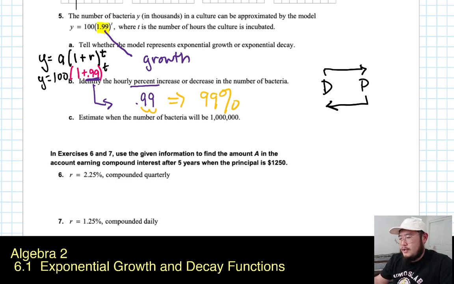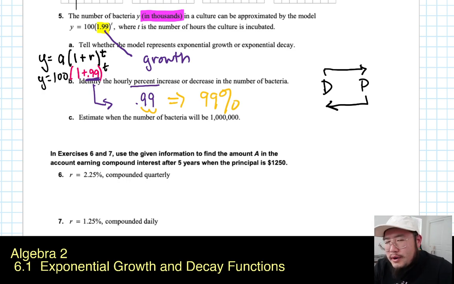So next up says, estimate when the number of bacteria will be 1 million. Now there's a key thing to this problem. Up in the very beginning, it says the number of bacteria Y is in thousands. Now, you know, they always got to throw a loop at you, right? Throw a little extra curveball. And so what do I do with this number? Well, the number of Y in bacteria is in thousands in a culture.